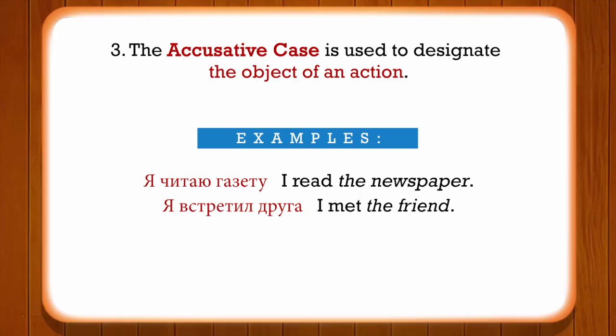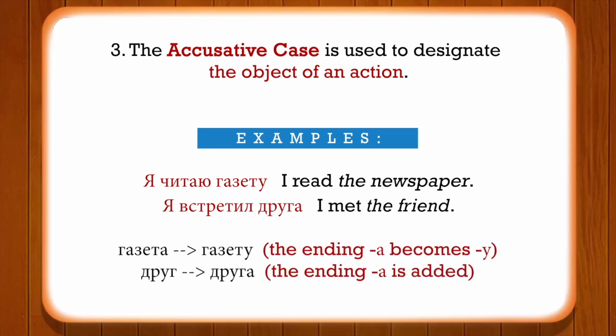Here you can see gazeta changes into gazetu, the ending a becomes u, and drug changes into druga, the ending a is added. So you have to understand the rules of the grammar very clearly, and as you know, we always recommend that you note them down and discuss them with your family and friends so that you understand it in a proper manner.